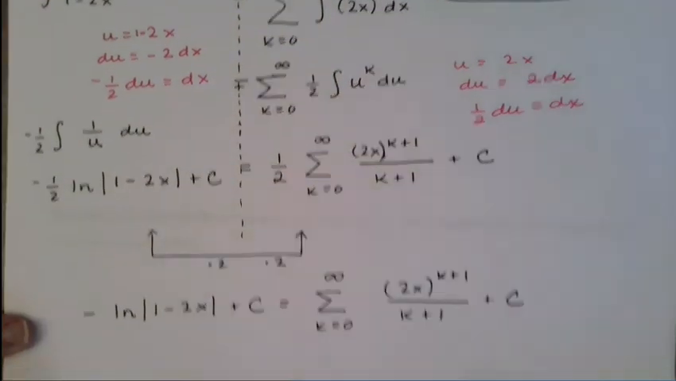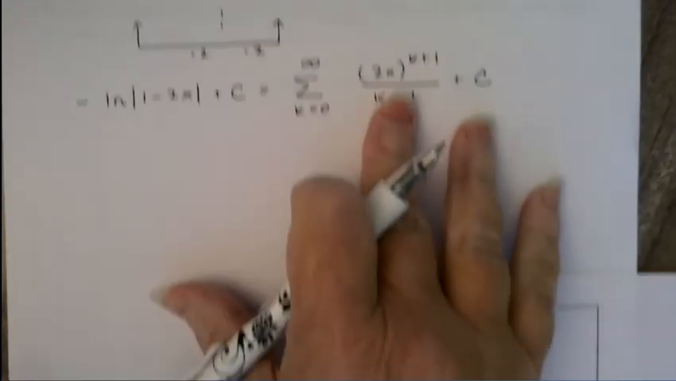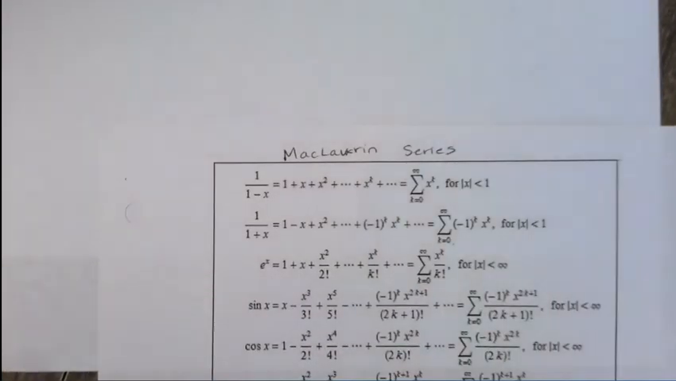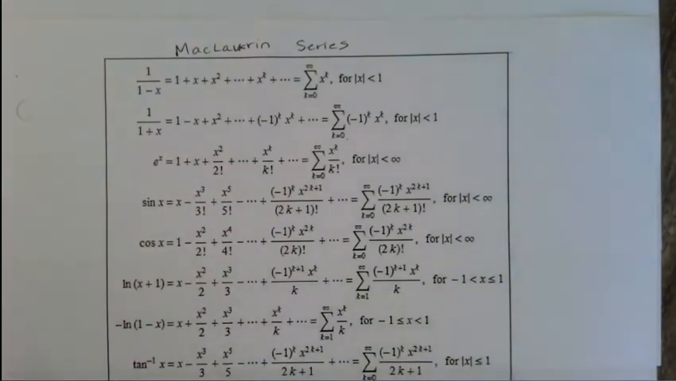Does that reconcile with something that we know from our list? Let's see here. I'm really looking at this one right here.